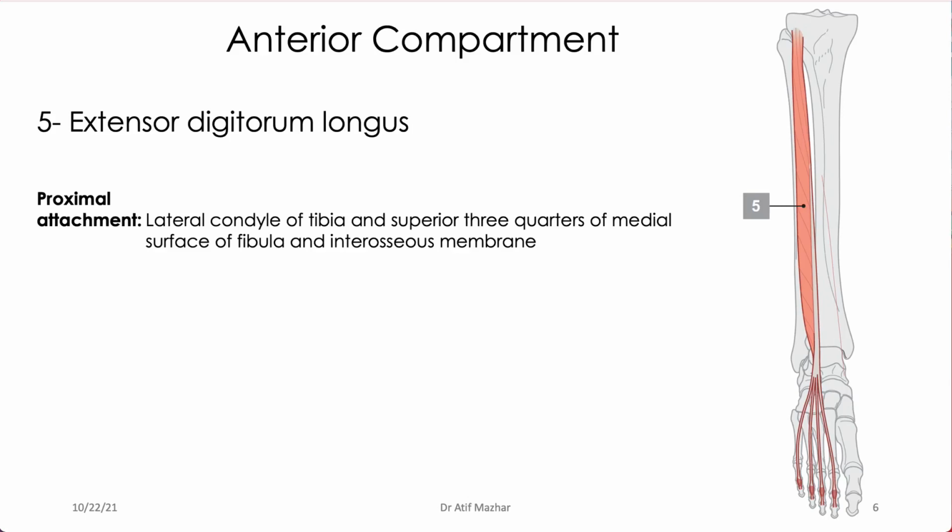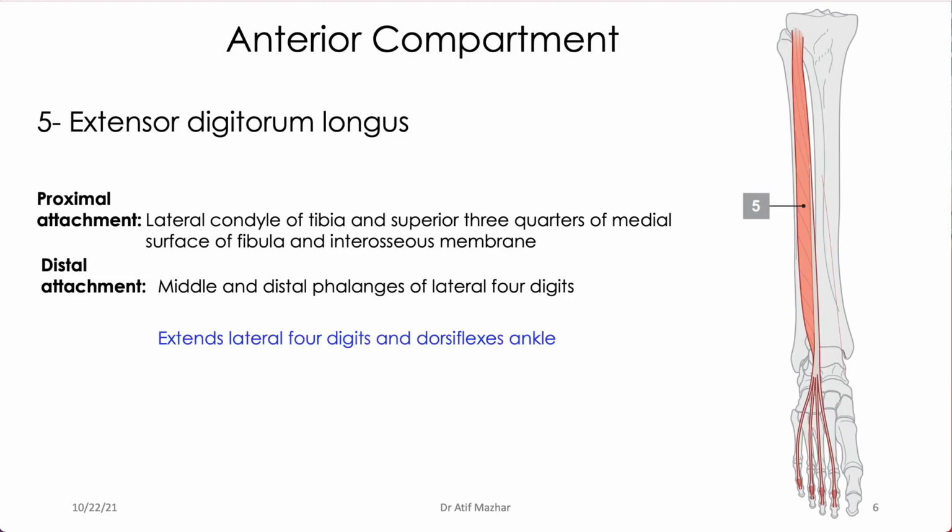When it goes down, it splits into 4 tendons, and they are attached at the bases of the distal phalanges of my 2nd, 3rd, 4th and 5th toes. So basically this muscle is an extensor. It extends the lateral 4 digits, and it dorsiflexes at the ankle, and this muscle is also innervated by the deep fibular nerve.